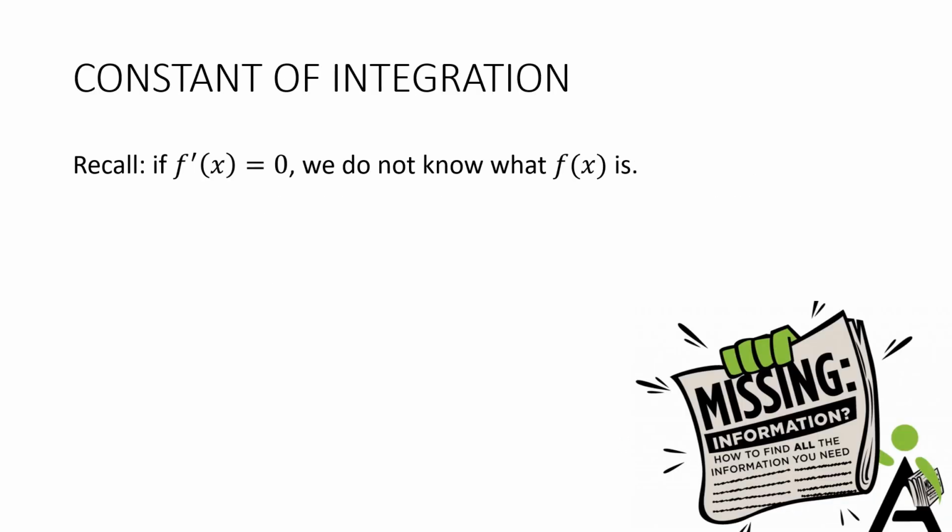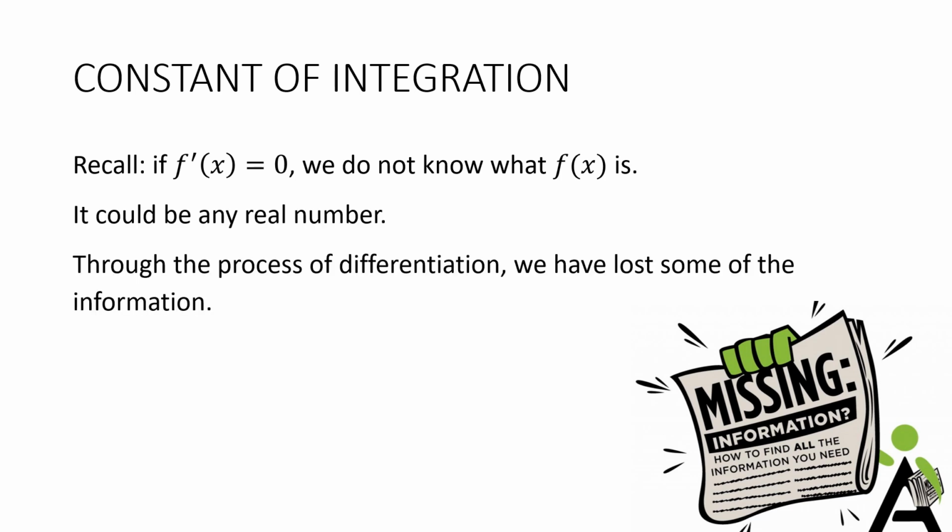You may also recall that if we have our derivative f dashed of x equal to 0, we don't actually know what f of x is. It could be any real number. That's because through the process of differentiation, we've actually lost some of the information. So we would have started off with some constant, like say 7. We differentiated it and got 0, and there's no way to get back to that 7 through integration.